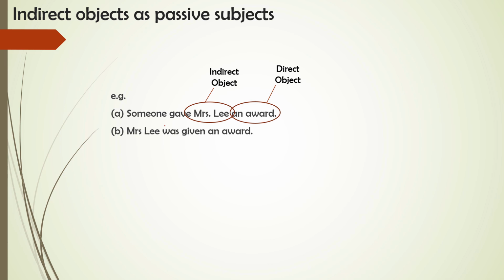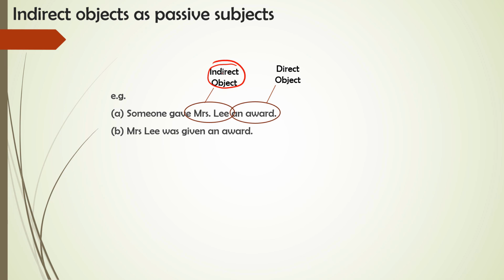Someone gave Mrs. Lee an award. Have a look at this sentence. Someone as the subject, gave as the verb, Mrs. Lee as indirect object, and award as direct object. The subject in this case performs an action, so it is in the form of an active sentence. If you want to change this into passive, you must consider the two objects.